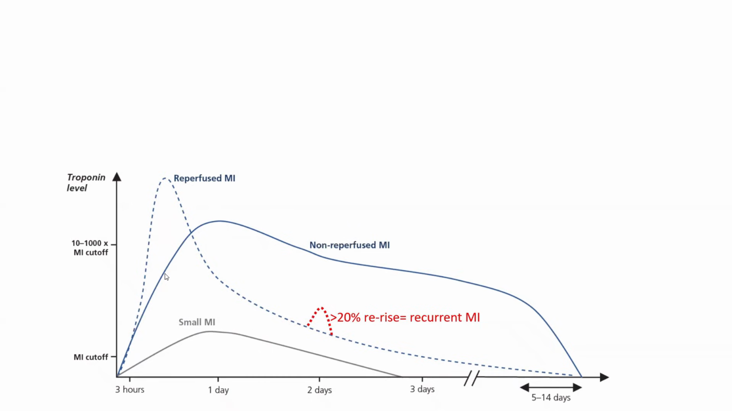So if he has another event here in the first 24 hours, how do you know it's a recurrent MI? Well, you need to rely on the clinical history in that case and the EKG. And the fact that it does need to rise more than 20%, but again, in this area here, it's not enough because it's going to rise anyway.